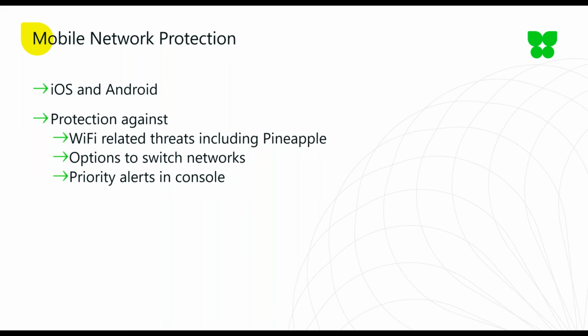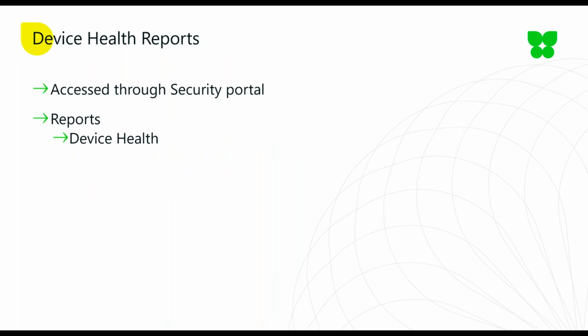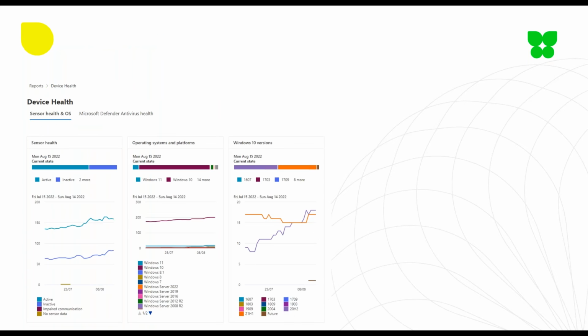It's also useful to be able to see the health of your devices. These are accessed through the security portal, and it's a couple of new reports that Microsoft made available this week. We've always been able to see the device health by looking at a specific device, but now we can look at this overall. The reports are tabbed. The first report looks at the sensor health and the operating environment. And you can see here that I've got some Windows devices which are being monitored.